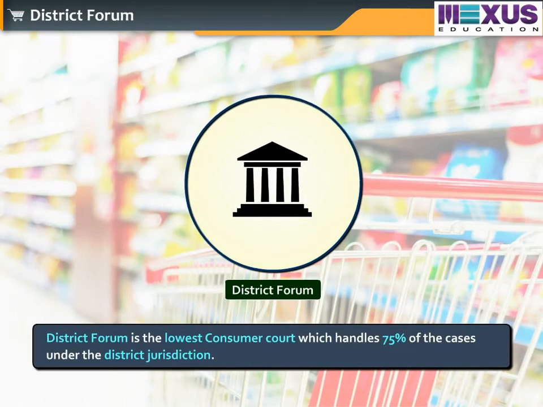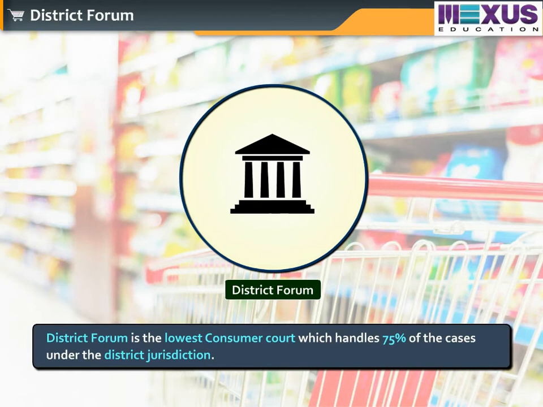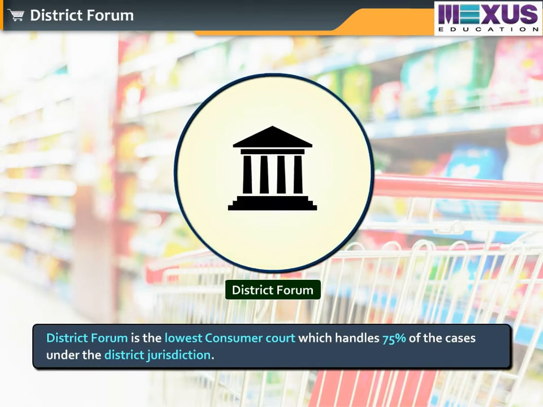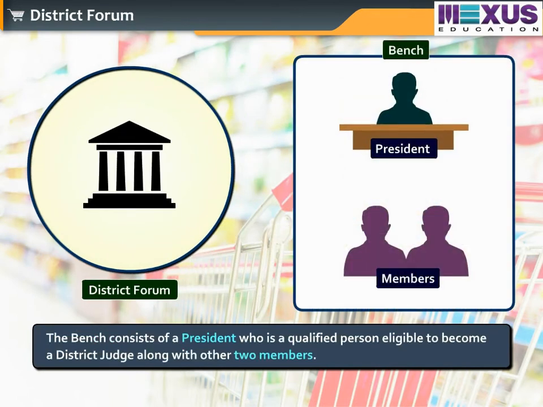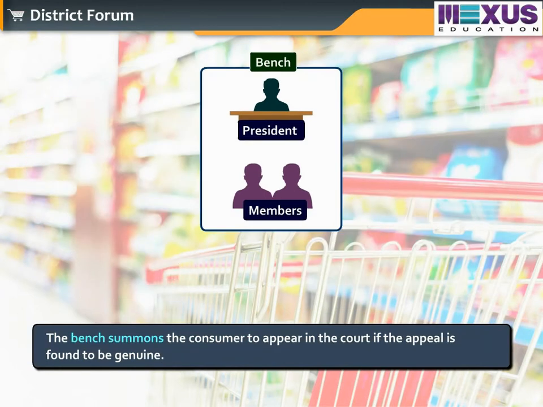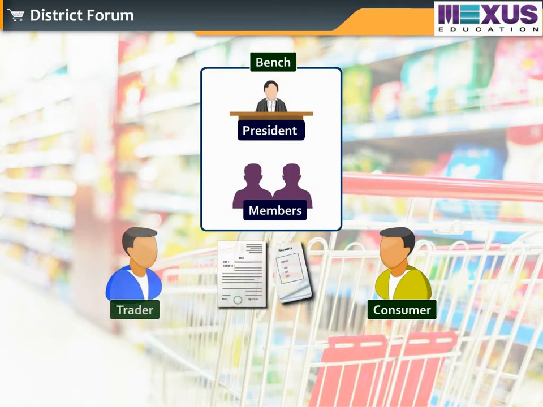A district forum is the lowest consumer court, which handles 75% of the cases under the district jurisdiction. The bench consists of a president who is a qualified person eligible to become a district judge, along with 2 other members. A woman also functions in the bench. The bench summons the consumers to appear in the court if the appeal is found to be genuine. The judge verifies the documents submitted by the trader and the consumer before giving a judgment.